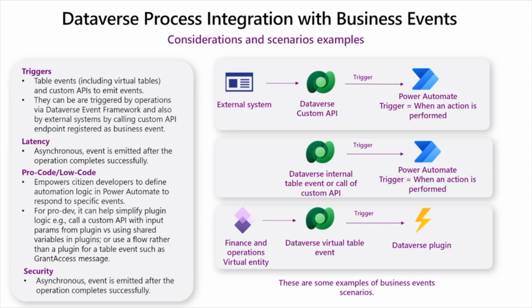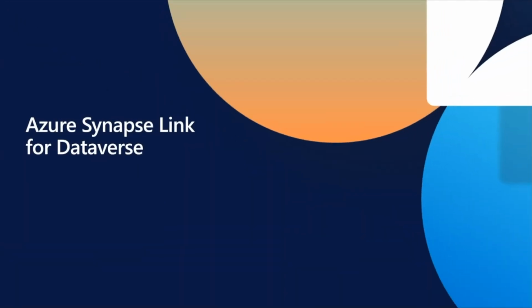Security: for events originating outside Dataverse, we can call the web endpoint of the custom API to emit that event. Make sure to use an application user with OAuth 2.0 to connect to the Dataverse custom API endpoint. And finally, let's cover the outbound batch scenario with Azure Synapse Link for Dataverse.